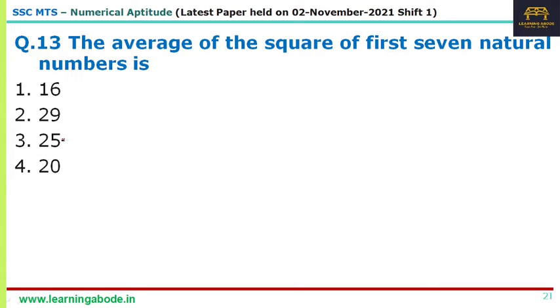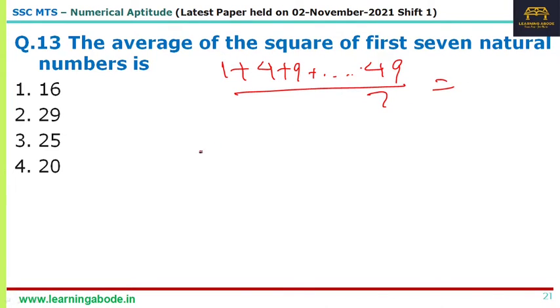Question number 13, the average of the squares of the first 7 natural numbers. For this, I guess a formula will be more helpful. Of course, if you want, you can write all the squares, from 1, 4, 9 up to 49, and then divide by 7. That's one way of doing it.